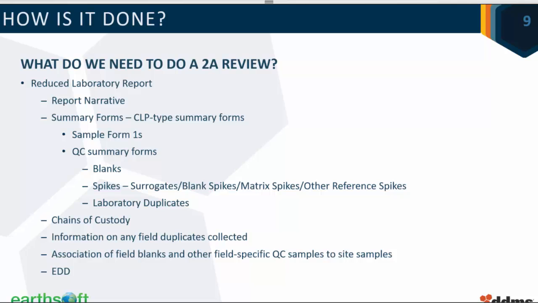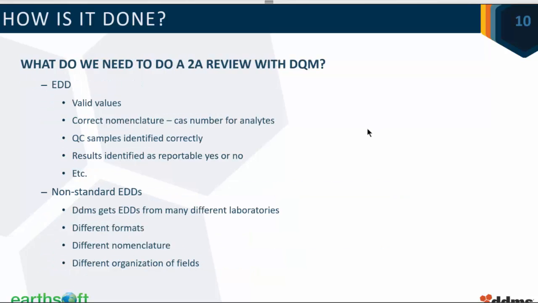And then of course, we want an EDD. We want the electronic deliverable so that we can do both: looking at things ourselves, since it's an easy way to filter and sort and look at stuff, and then run it through DQM. That being said, we need an EDD that we can load and use DQM on.